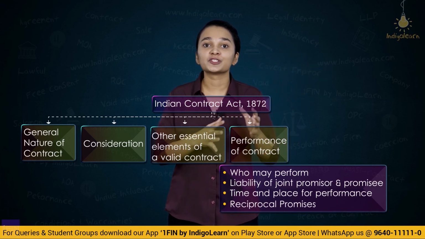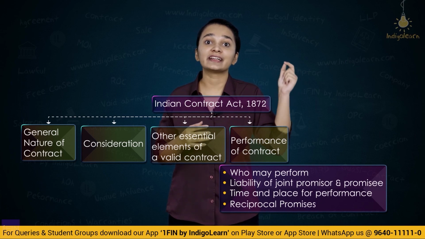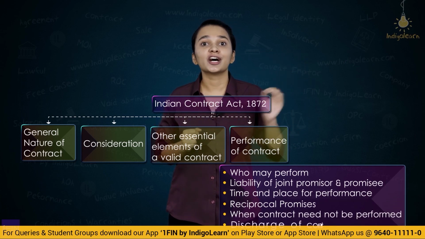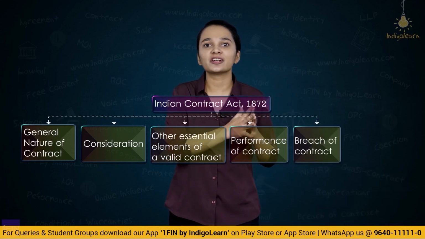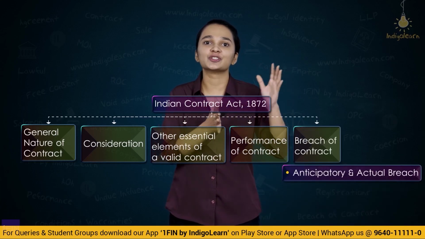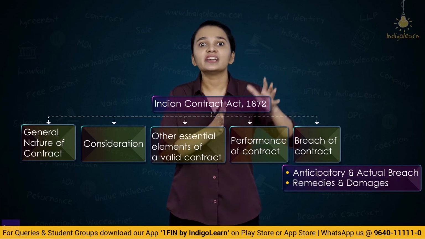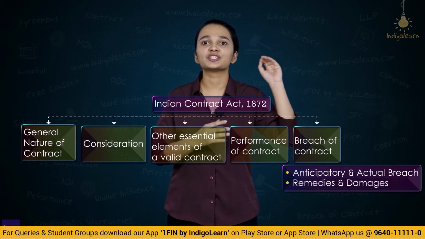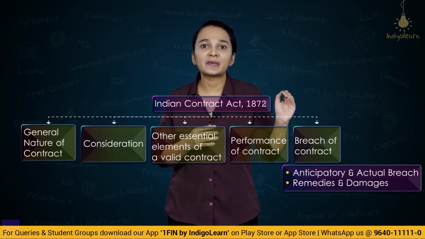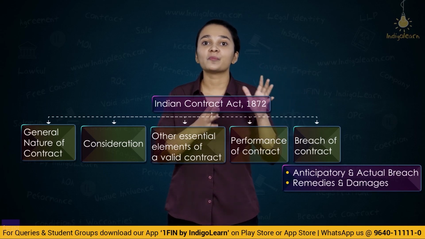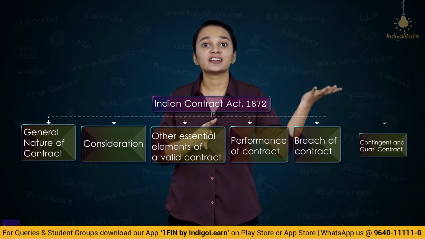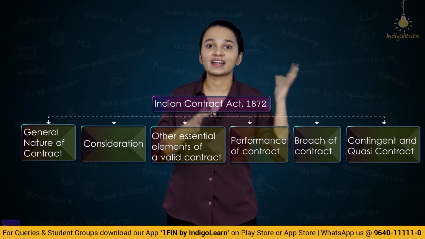Then we have also understood what are the situations where contract need not be performed with consent of both the parties, discharge of contract, breach of contract, two types: actual, anticipatory, remedies for breach of contract, 5 remedies: suit for damages, suit for rescission, quantum meruit, specific performance, injunction, and then we've studied what are contingent contracts and quasi contracts in detail.